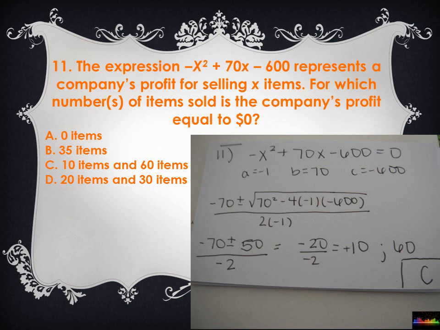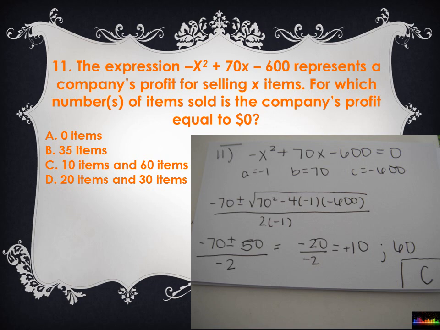You can then solve this by using the quadratic formula. A equals negative 1, B equals 70, and C equals negative 600. When you plug this into the quadratic formula, you get what I have written. Then you can plug in what is underneath the square root into your calculator, and you can do this in pieces. You should get two separate answers, and they come out to be 10 and 60.